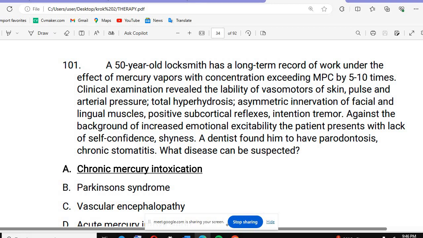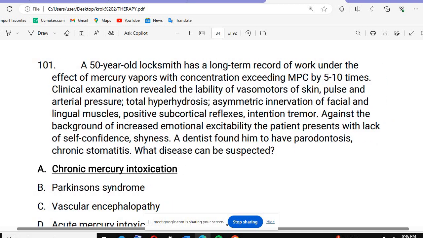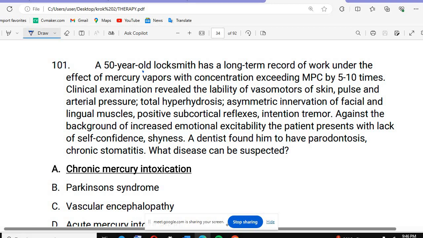In question 101 we have a 50-year-old locksmith with a long-term record of work under the effect of mercury vapors. So mercury has intoxication effects. If mercury is given in the question, it will cause mercury intoxication, and its concentration exceeded the MPC by 5 to 10 times.